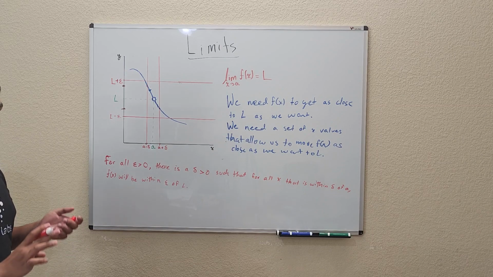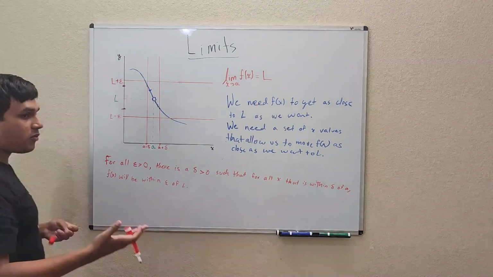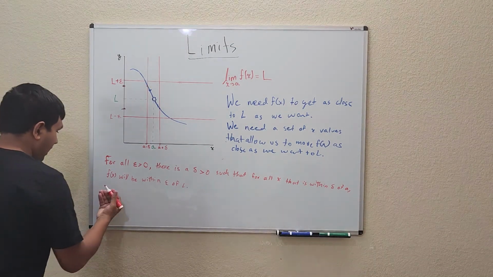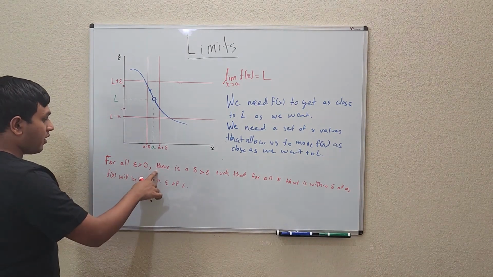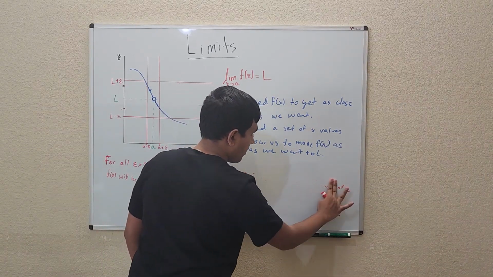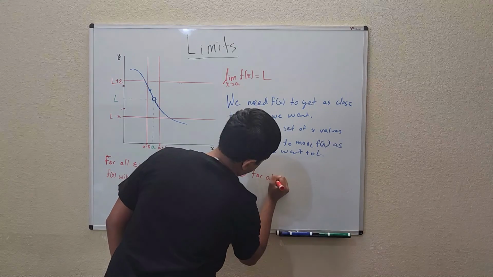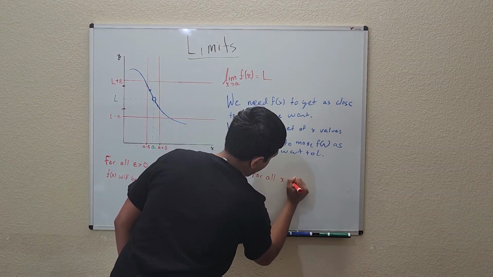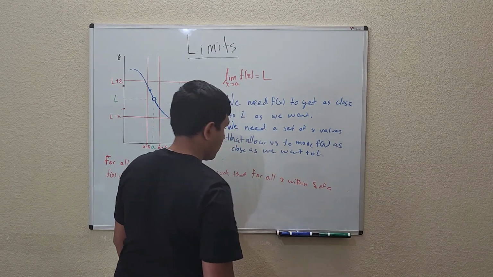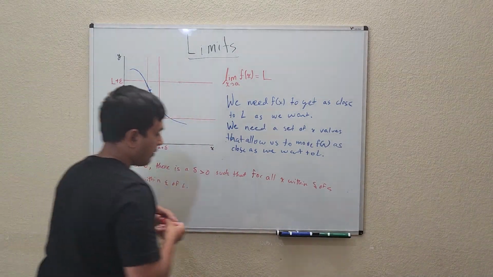Now let's write this into a mathematical proof. This already seems pretty mathematical, but let's finally write it into something that we can actually prove, and it's an actual definition. For all epsilon greater than 0, there's a delta greater than 0, such that for all x within delta of A. Now let me write the formal definition below this.